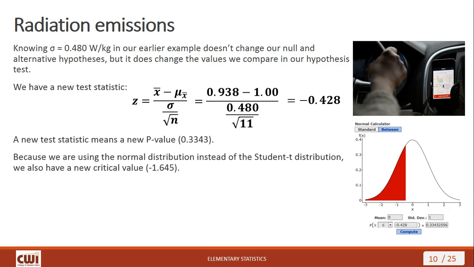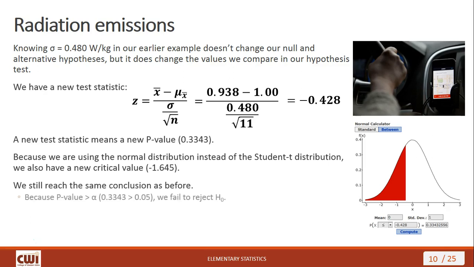Using the standard normal distribution instead of the student t distribution means we have a new critical value, which you can put in your calculator to confirm. It's going to be negative 1.645. And so with these new values, we can make new comparisons, but we're going to reach the same conclusion that we did previously. Our p-value is greater than our alpha. So therefore, we're outside the rejection region, and we fail to reject H0.